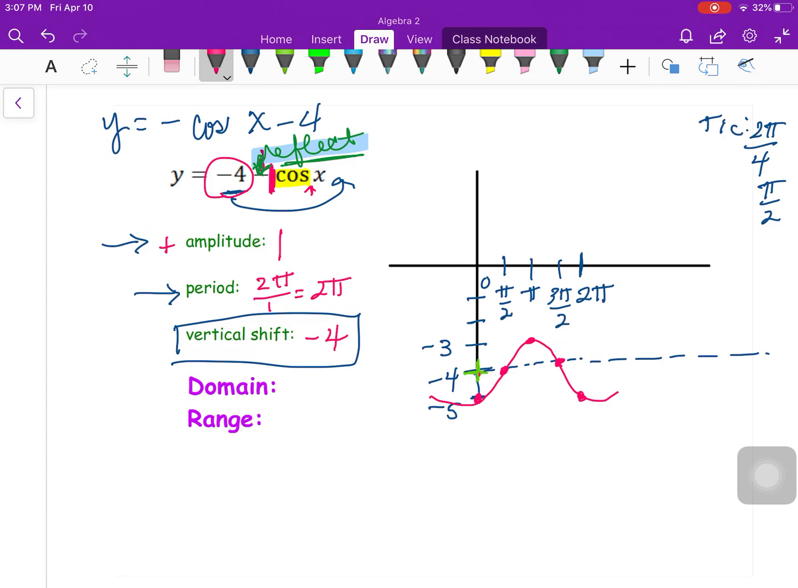And I'm going to curve through those. Since it's cyclical, my x is all reals. My range went from -3 to -5. Oops, the other way around. -5 to -3. -5 is lower.